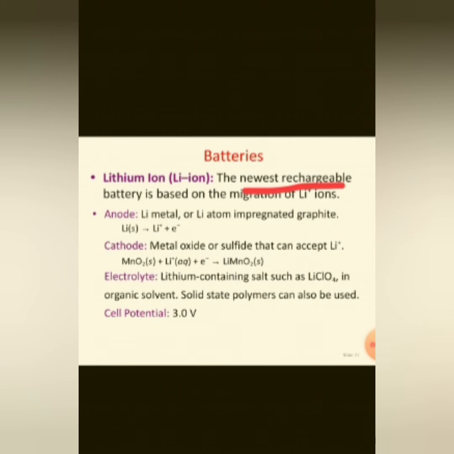At the cathode, the metal oxide, manganese dioxide, is converted into lithium manganese dioxide by accepting lithium ions. Here the cell potential is 3.0 volt. It is the greatest cell potential of the batteries.